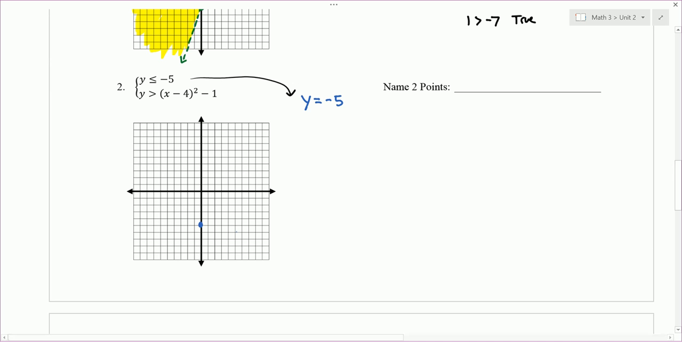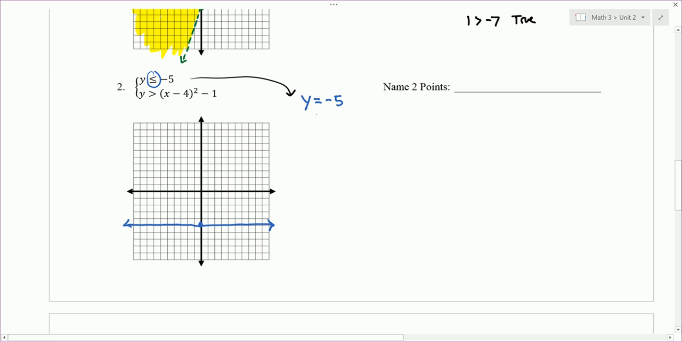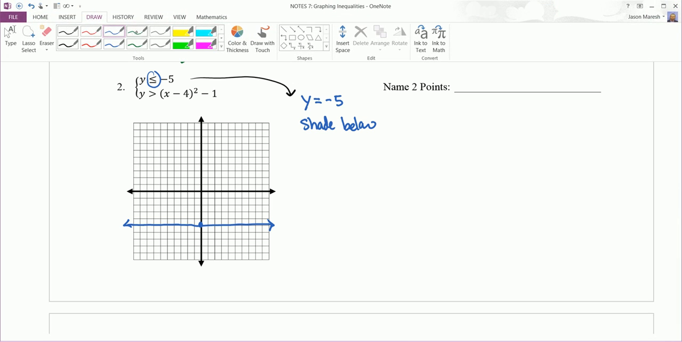First question, should it be a solid line or a dashed line? And you say it should be solid because this symbol has an equal sign. Okay, and then second question, shade above or below. What I'm going to do here is just write it and we'll shade later. I'm going to say shade below. So we're going to hold off on the shading, but I'm just going to reference this when I'm ready to shade.